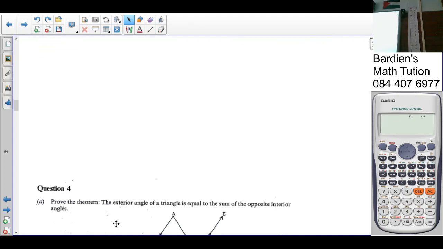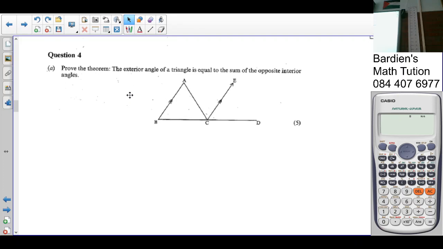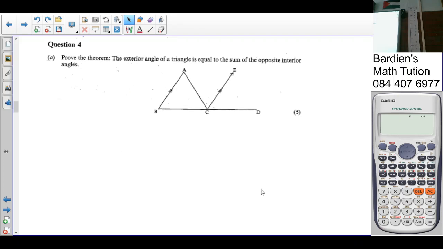So for the next question, question 4. Don't forget your 10 minutes starts now. It says, prove the theorem: the exterior angle of a triangle is equal to the sum of the opposite interior angles.